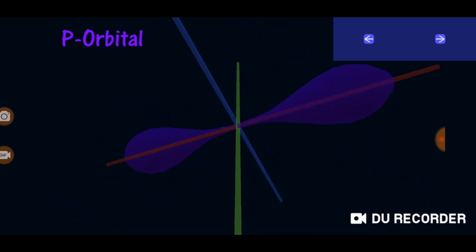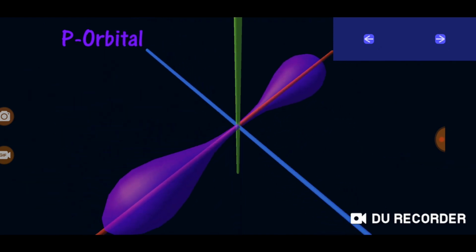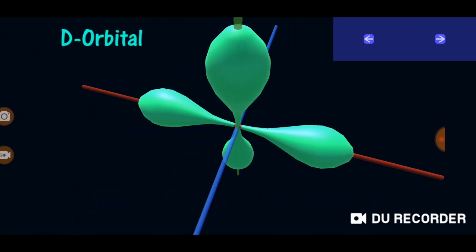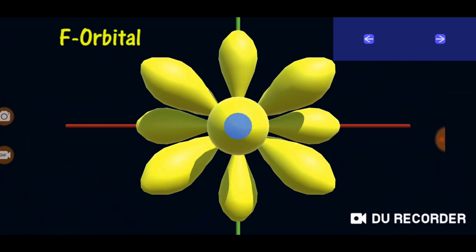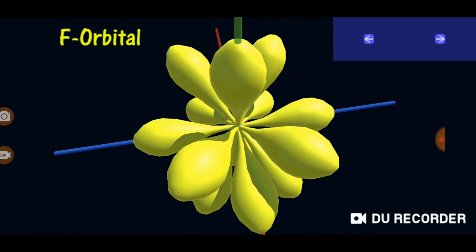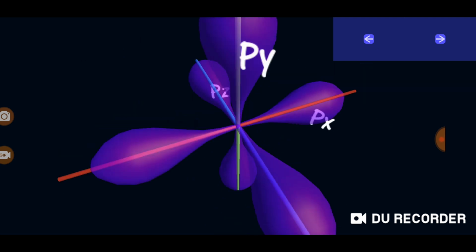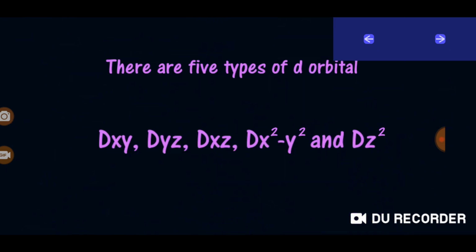Just with your finger you can rotate it in any direction, then click on the next button, that is the arrow button. You will see the D orbitals shape. So this is D, and then this one is F orbital. Click next. So there are 3 types of P orbitals: Px, Py and Pz, and you can see all the 3 orbitals of P, and then click next.